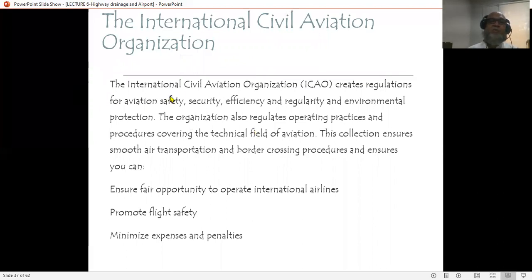So what does it do? ICAO creates regulations for aviation safety, security, efficiency and regularity, and environmental protection. The organization also regulates operating practices and procedures covering the technical field of aviation. This collection ensures smooth air transportation and border crossing procedures, and ensures full fair opportunity to operate international airlines, promotes flight safety, and minimizes expenses and penalties.